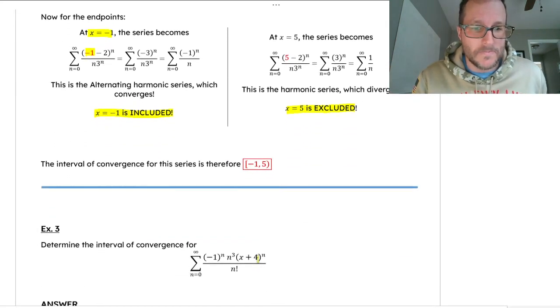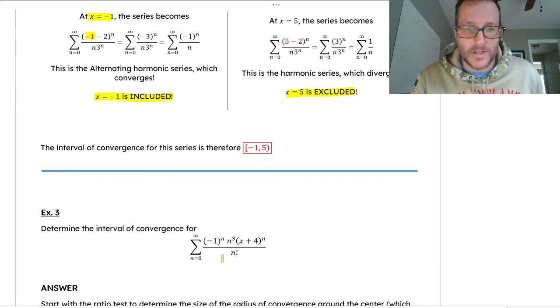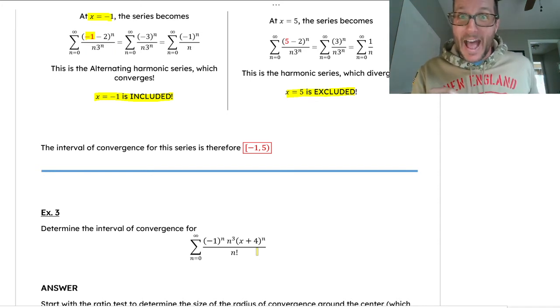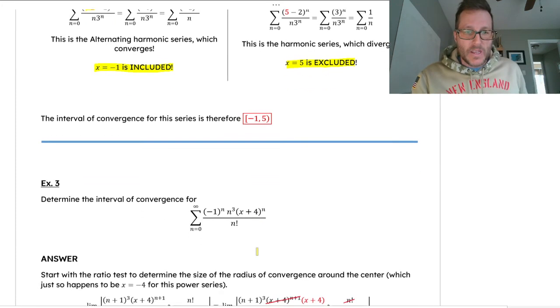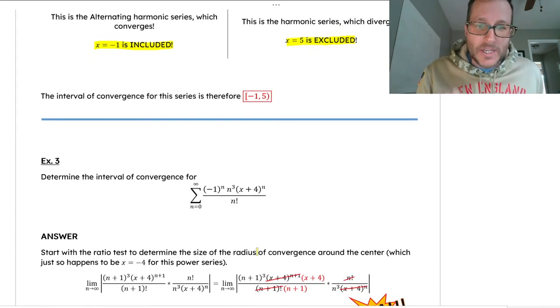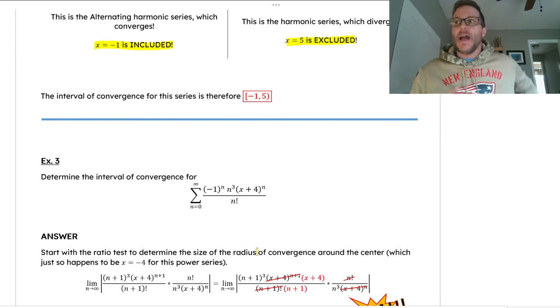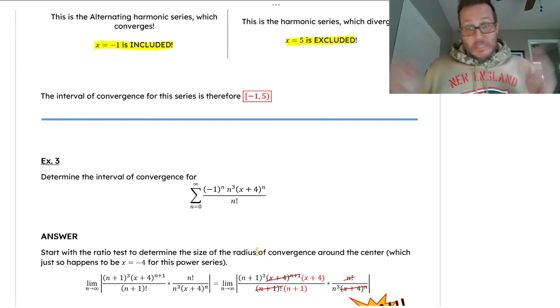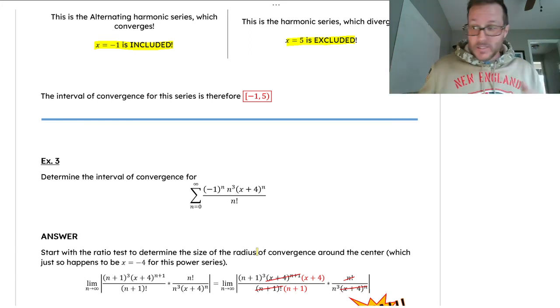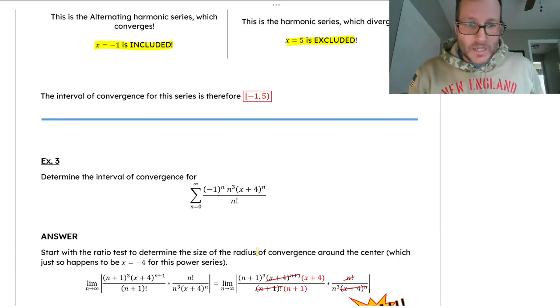Let's see another one. All right, here's this power series. I'm not going to say it out loud, but I think you can figure out what the center is, can't you? Yeah, I think you can. Did you find it? I knew you could. It's -4. All right. So we're going to apply the ratio test to figure out how far away from -4 we can go. Is it a certain distance? Is it a radius? Or is it just everywhere?